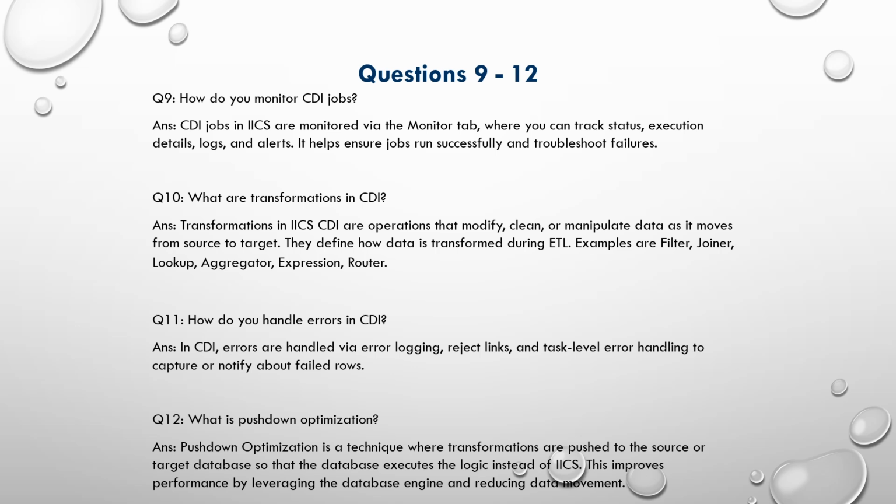Q11. How do you handle errors in CDI? In CDI, errors are handled via error logging, reject links, and task-level error handling to capture or notify about failed rows. Q12. What is Pushdown Optimization? Pushdown optimization is a technique where transformations are pushed to the source or target database so that the database executes the logic instead of IICS. This improves performance by leveraging the database engine and reducing data movement.